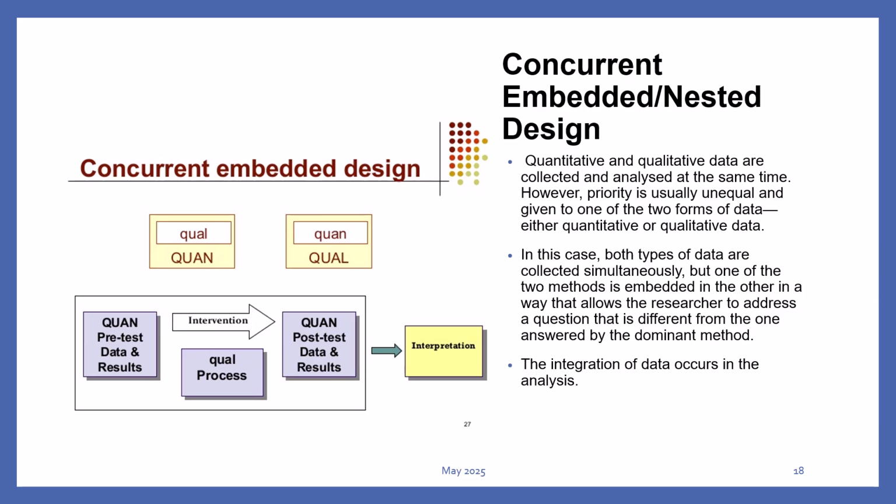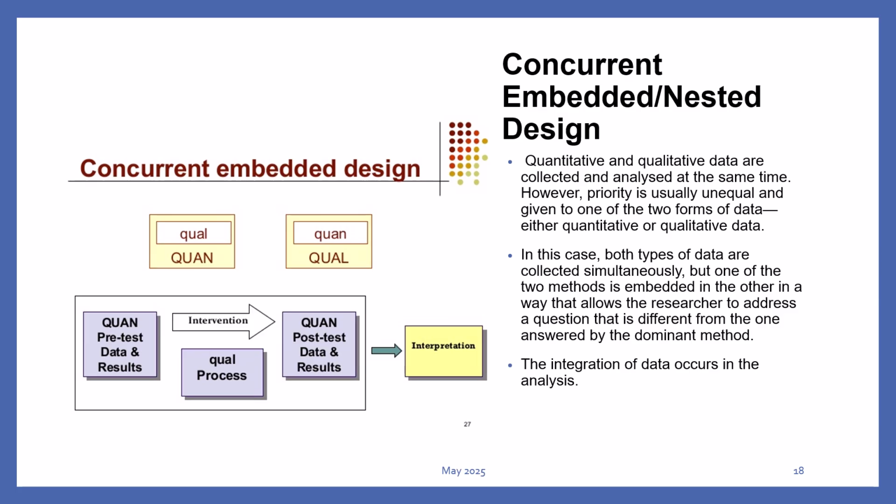Keep in mind that embedded or nested design can be sequential, and it can also be concurrent. So in this example, we are talking about concurrent embedded nested design, whereby both types of data, quantitative and qualitative, are collected simultaneously or concurrently. However, in this type of design, the priority is usually unequal and given to one of the two forms of data, either quantitative or qualitative data.